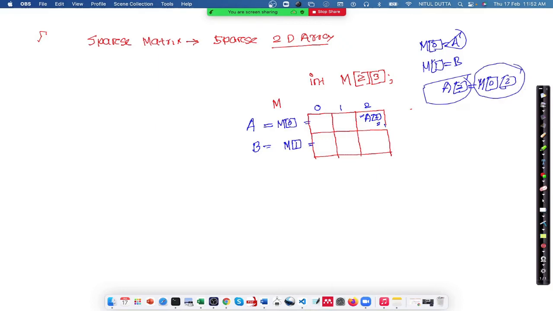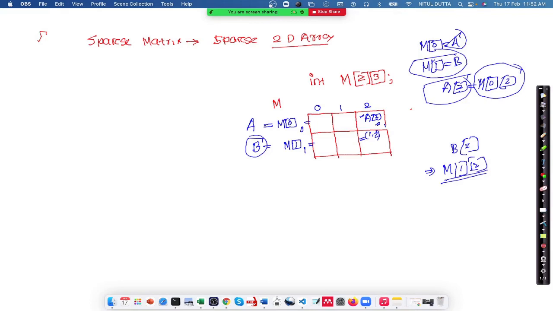M02, because if you go from here, this is 0, this is 1, 0, 1, 2, this one exactly. If I want to find this element, then first of all, this is B, and B is replaced by M1, and this is 2. Am I correct? So this is nothing but M12. So an individual element can be extracted using its indexes.